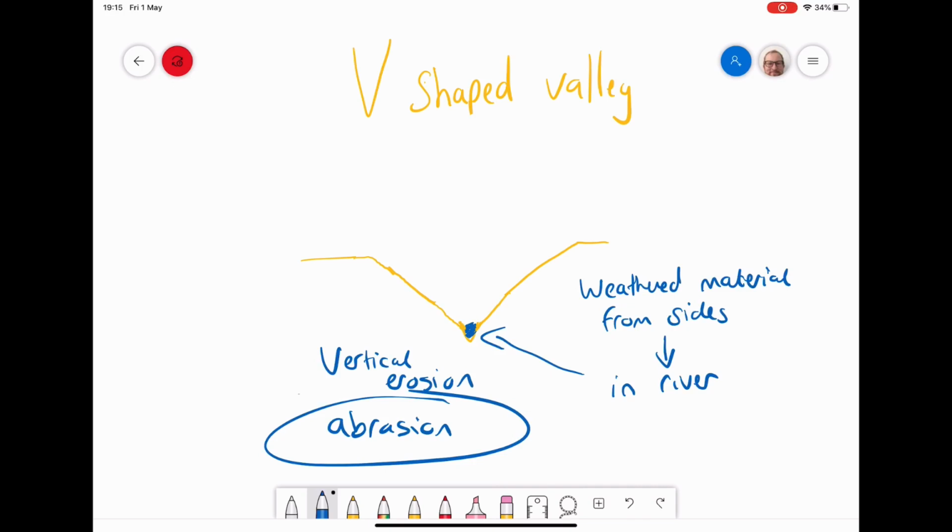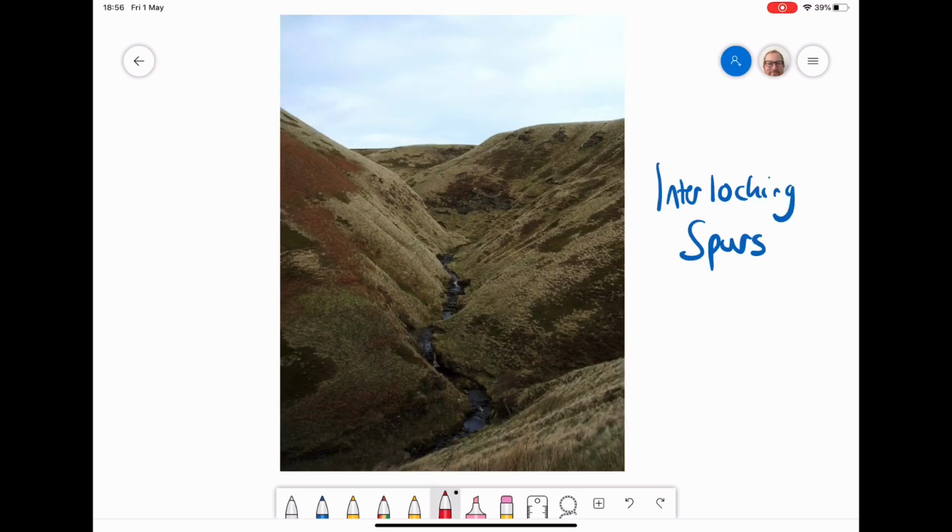They are actually helping the process of abrasion, which wears down the river bed and makes the valley even deeper.